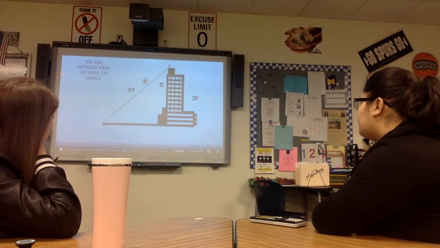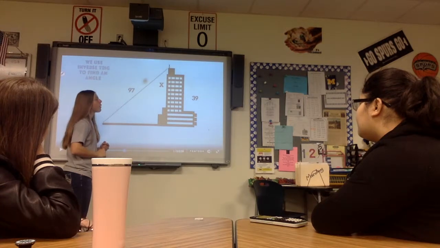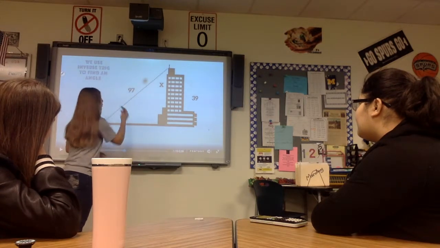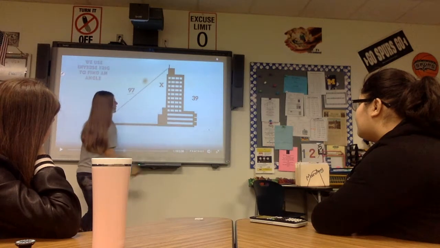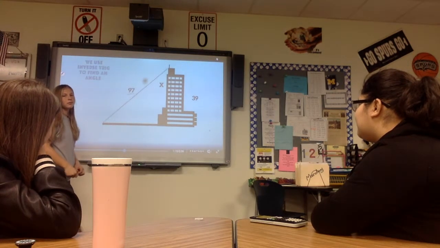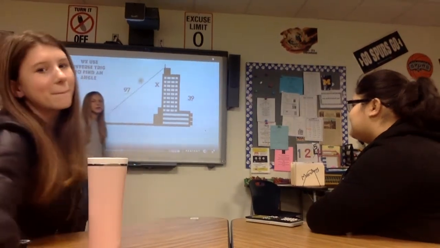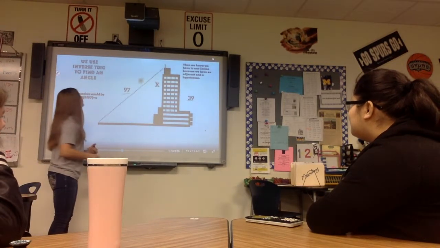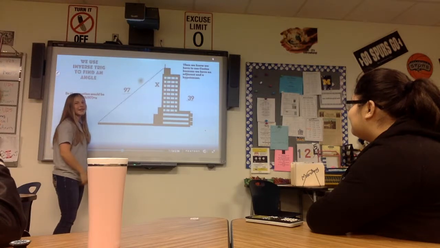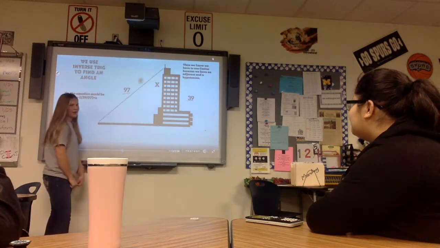Now, which two parts of our triangle do we have? One of the legs and a hypotenuse. Well, yes, we do have a hypotenuse, but is this leg opposite or adjacent to your angle? Adjacent, correct. So what are we going to be using? Cosine. There you go. So how would we set this up?